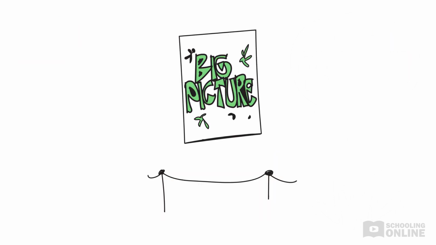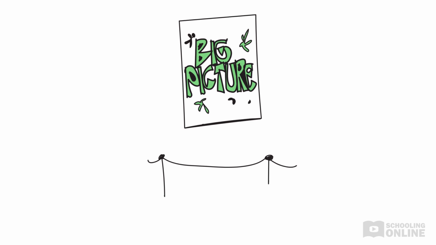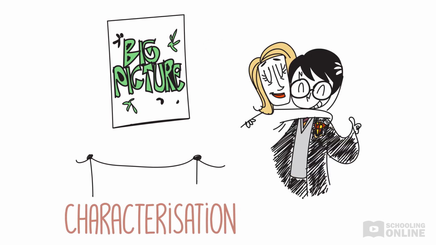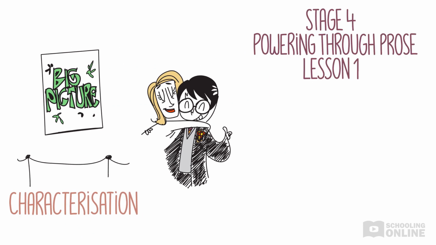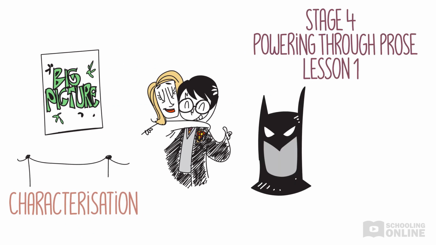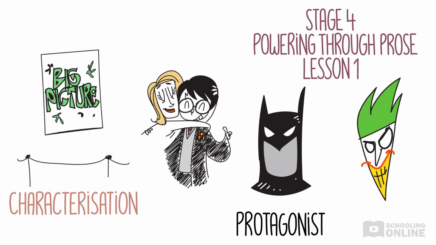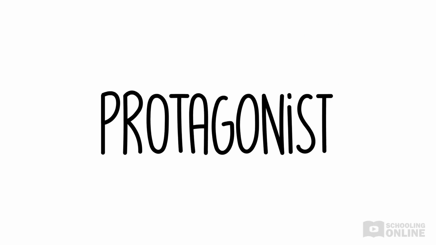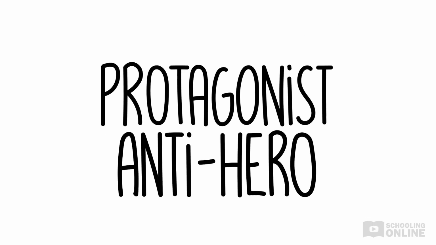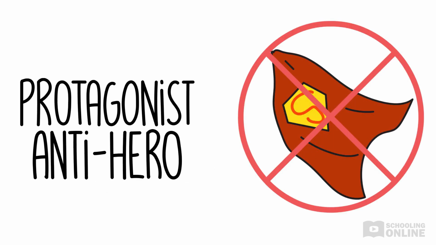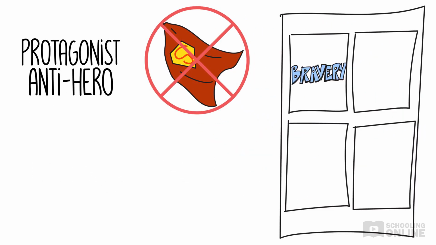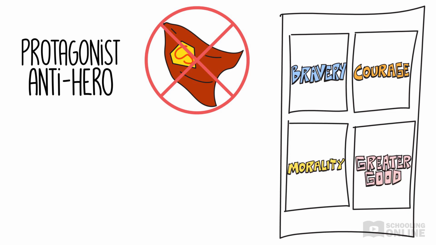Let's look at one last big picture element of prose, characterisation, or how writers construct and depict their characters. In Stage 4, we learned that most texts feature a hero or protagonist, as well as a villain, who we call the antagonist. Occasionally, our protagonist will be an anti-hero, meaning he might not have some of the traditional heroic qualities like bravery, courage, morality, or a desire to achieve for the greater good.